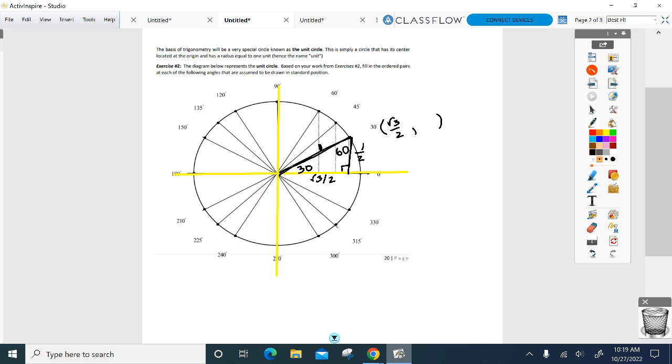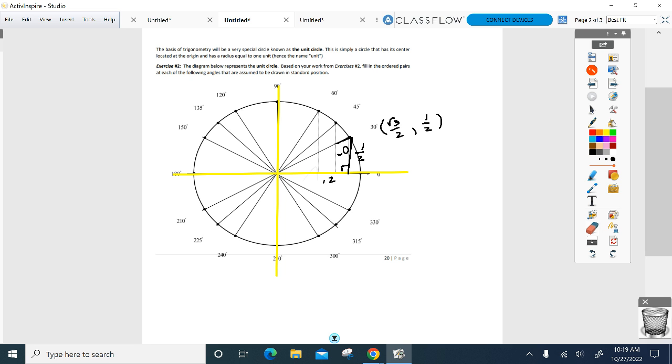How high did I go here? What's that side length? 1/2. So that's the point at 30 degrees in the first quadrant. Radical 3 over 2, up 1/2.